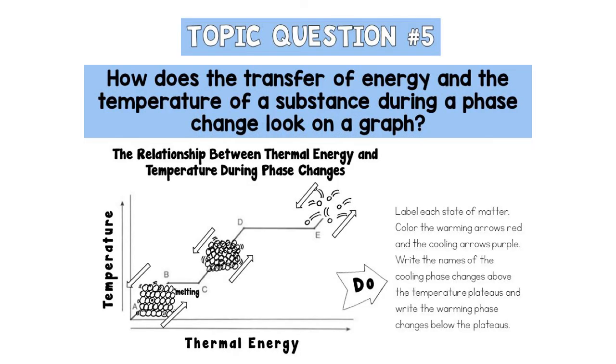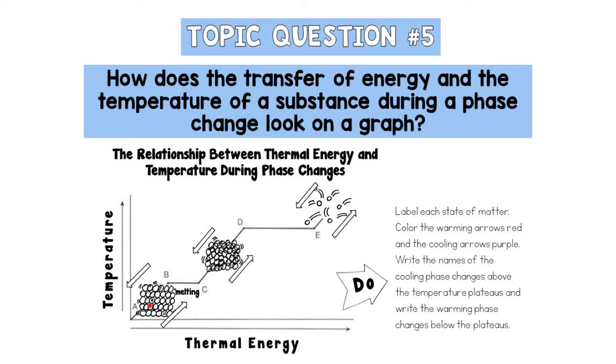Now, let's look at topic question number 5. How does the transfer of energy and the temperature of a substance during a phase change look on a graph? These graphs are called heating curves. They show the relationship between thermal energy and temperature during phase changes. This graph says that at low temperature and low energy, you have a solid. That's the state of matter.